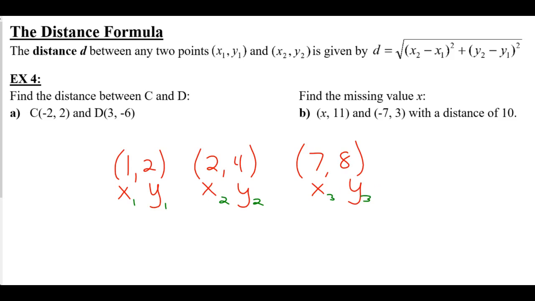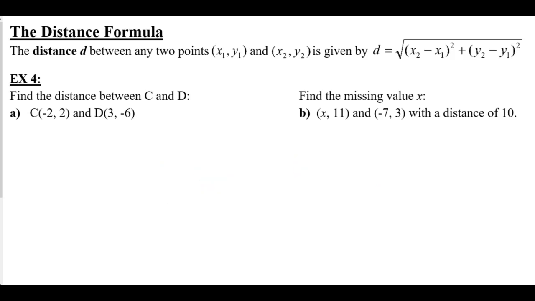Okay, so obviously with the distance formula, we're only going to have 2 points. So let's go ahead and label these x, y, x, y. Now, does it matter which one we call the first point and which one we call the second point? No, it doesn't matter. 2 points is 2 points. We're just trying to find the distance between.